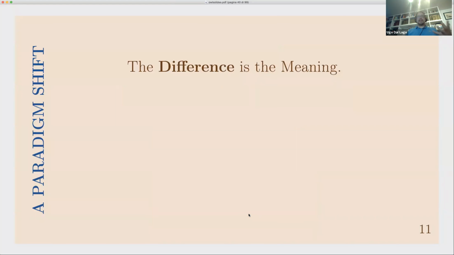But all this tells you that sometimes, when, for example, you consider approximate program transformation, the meaning of a program is not just its identity, or better, the set of programs which are equivalent to the program under consideration, but the way it relates, how far it is from the other programs. So the difference is the meaning, in other words.